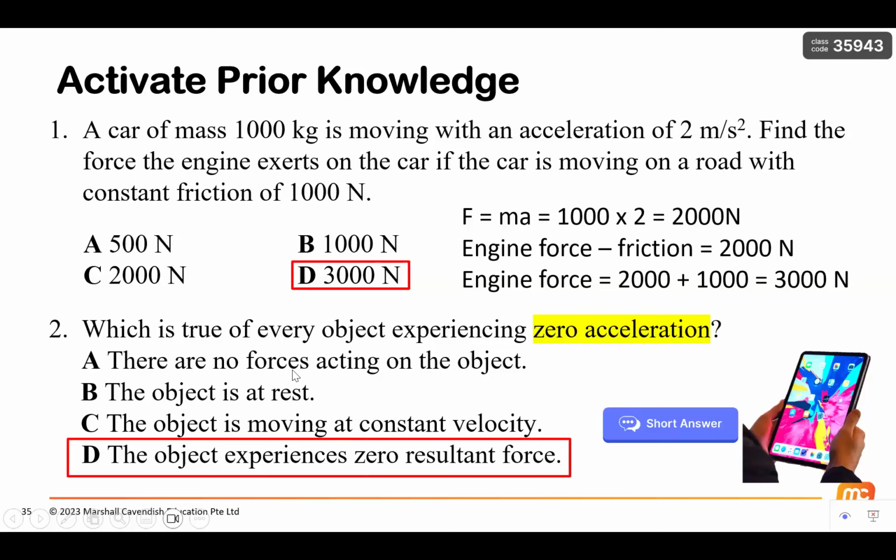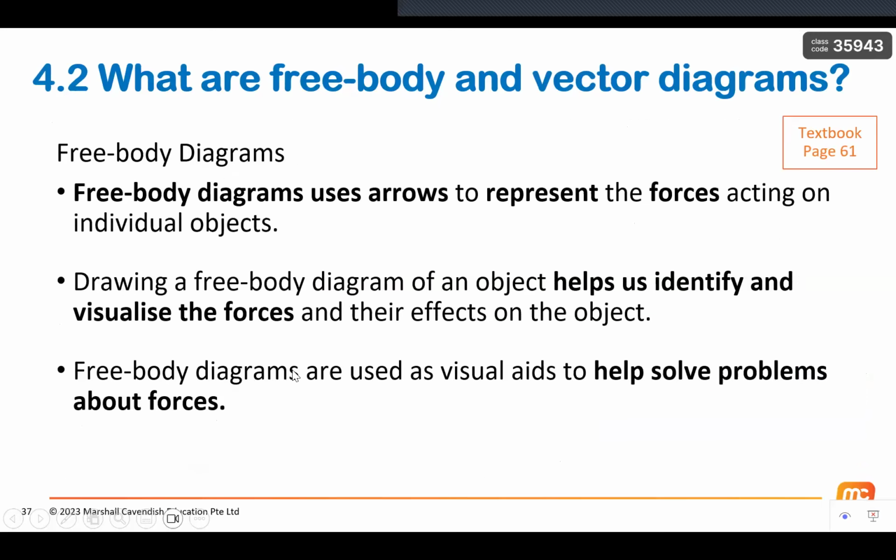Okay, let's move on. So in this part, we'll be covering free body and vector diagrams. What are actually free body diagrams? A free body diagram is just using arrows to represent the forces that act on individual objects. So the purpose of drawing a free body diagram is to help us identify and visualize the forces that act on the object. And it also helps us to solve problems about forces. So we can see clearly on each individual object what forces are present and in which direction these forces are acting on the object.